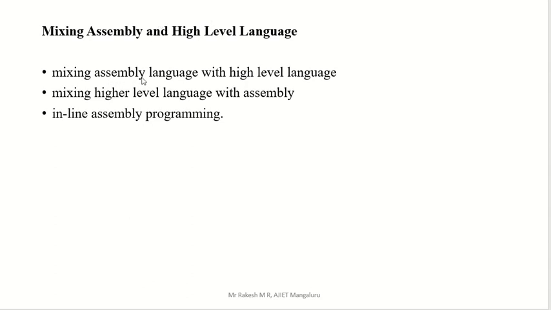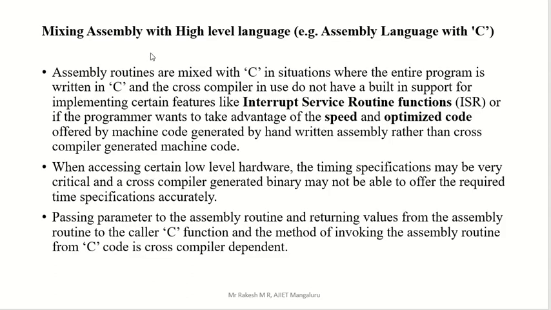So what is mixing of assembly level with high level? Mixing of assembly with the high level means you write some set of codes, 10 or 15 lines of assembly, inside the high level language, that is C language. C is just an example I considered here. Example is assembly language with C. So we are writing some 10 lines of assembly language into C. Actually the main code is C, but in between the C program we add some lines of assembly language. That is called mixed assembly with the high level language.